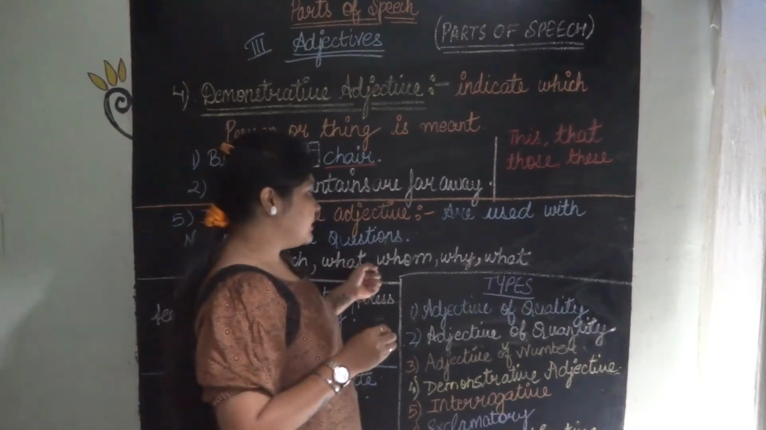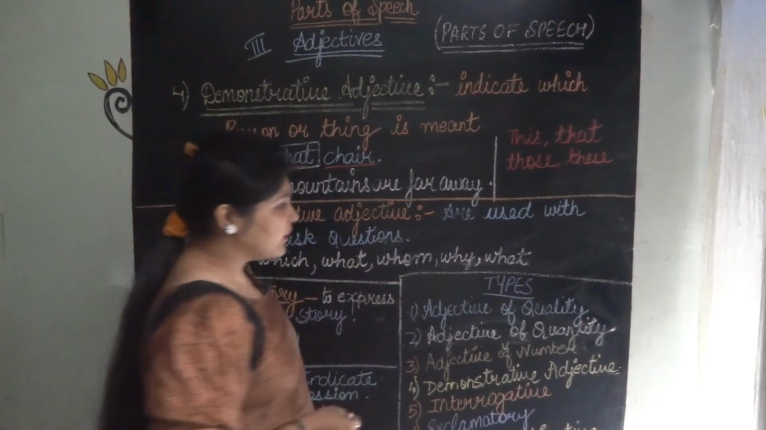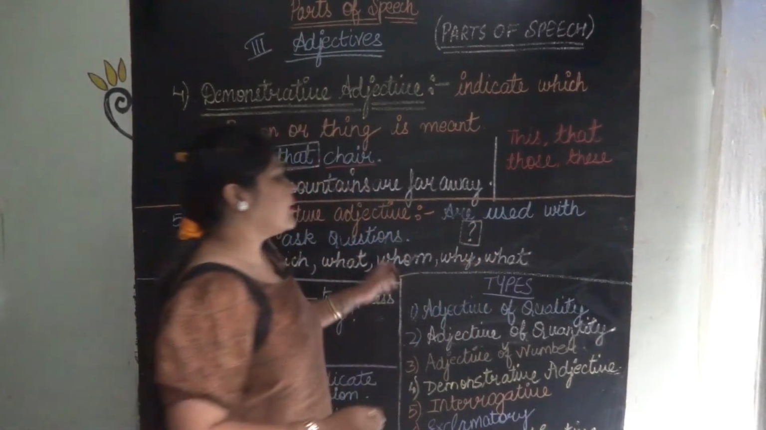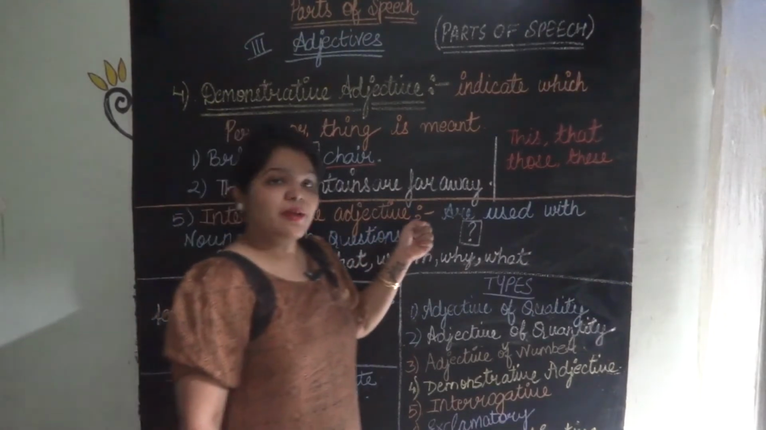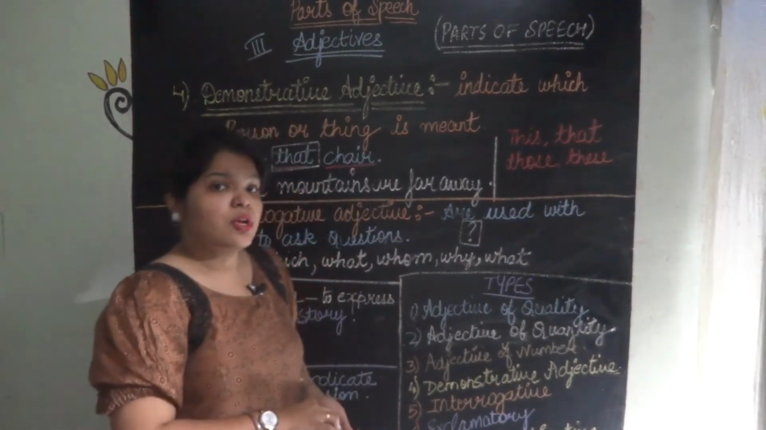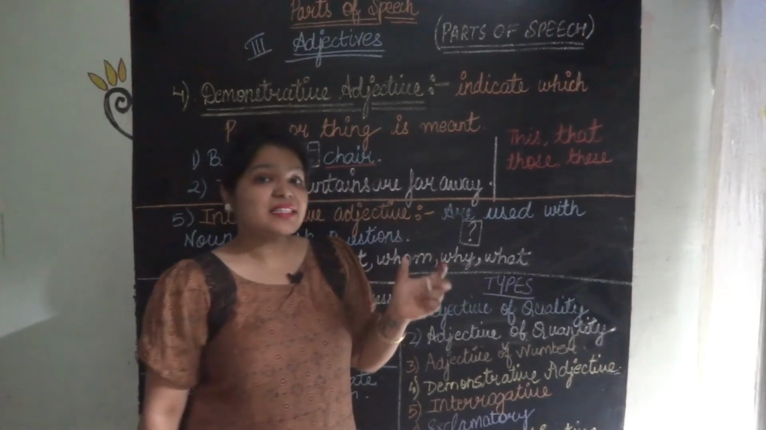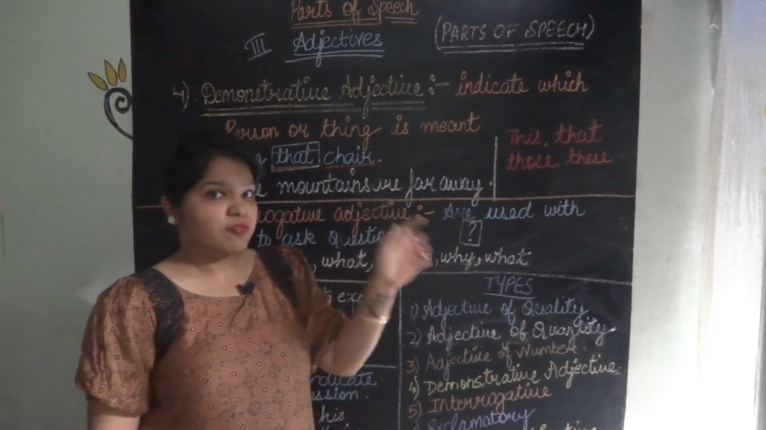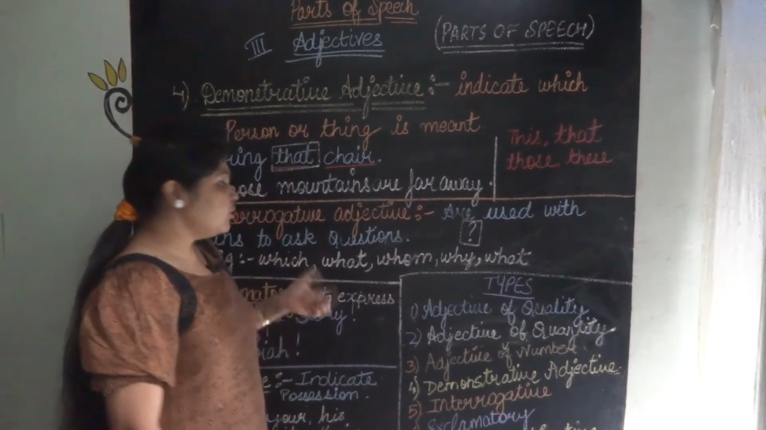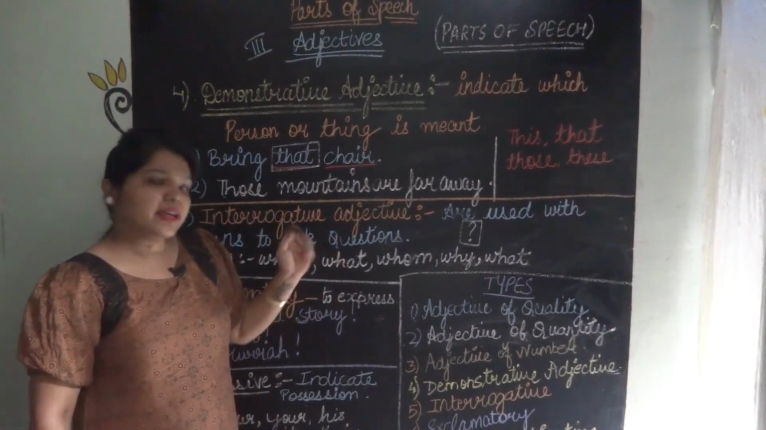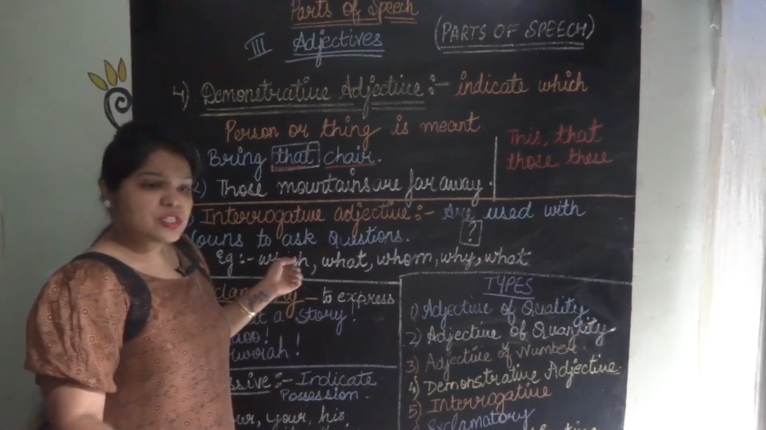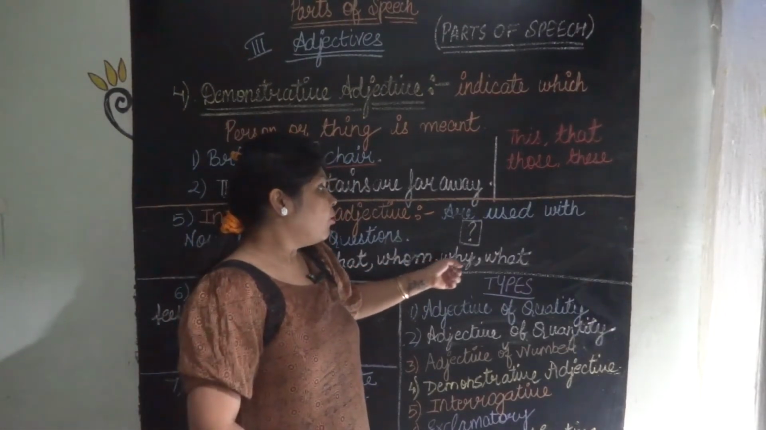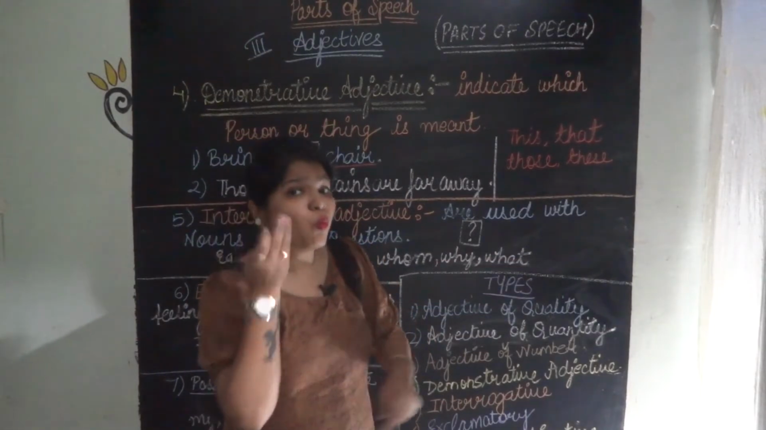You can classify these adjectives very easily in a sentence. When a sentence ends with a question mark, then you can easily classify this as an interrogative adjective. And also, if you want to know it further, you can just see in a sentence that if there is a question in it, then you can get to know this is an interrogative adjective. For example, which is your toy? What is your name? Whom are you talking about? Why are you sad?